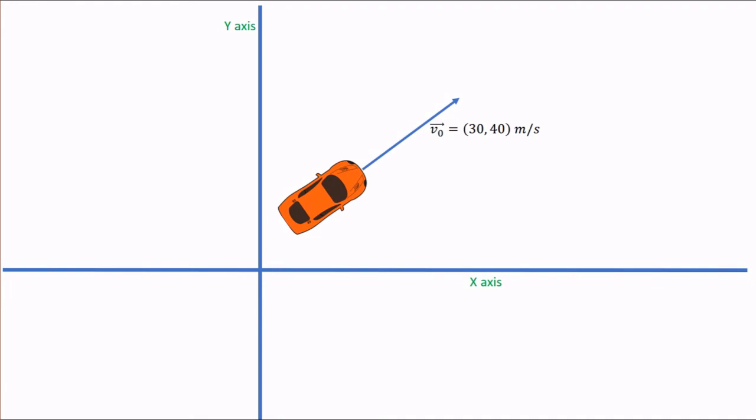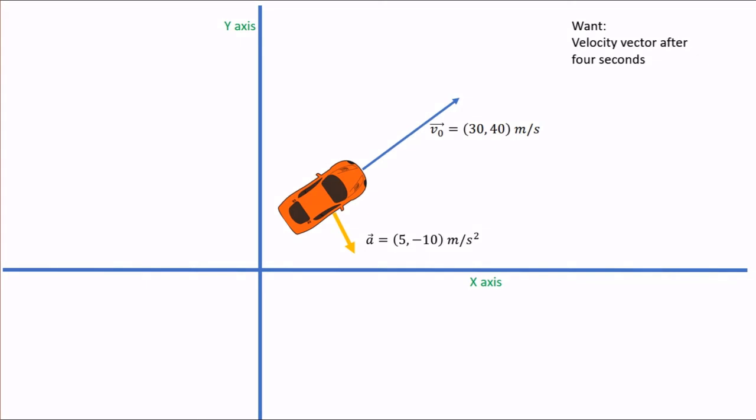Real quick, I want to show you another example, this time with acceleration. I am again driving with a velocity of 30, 40 meters per second. But this time, I am experiencing an acceleration in a very different direction than my motion. What will my velocity vector be in 4 seconds? If you think you can figure this out yourself, pause here and give it a go.